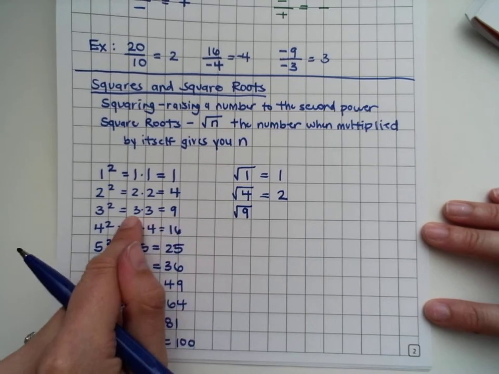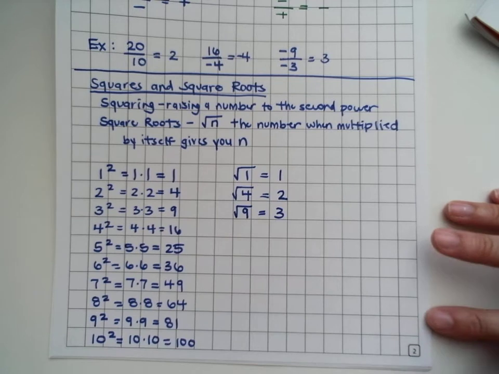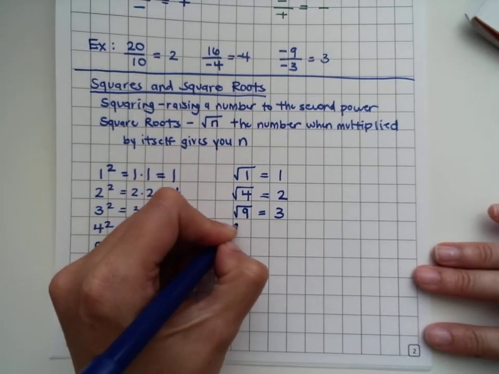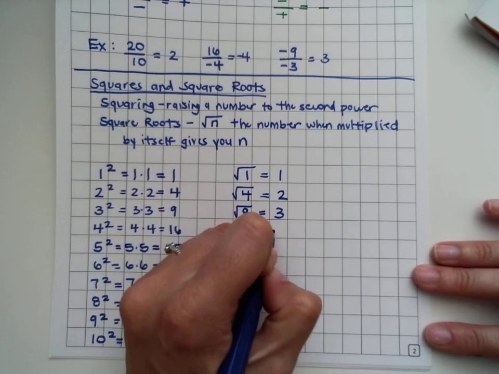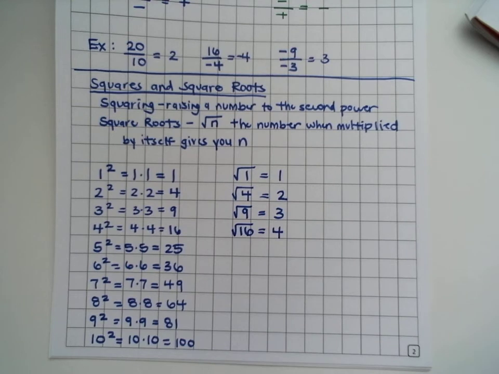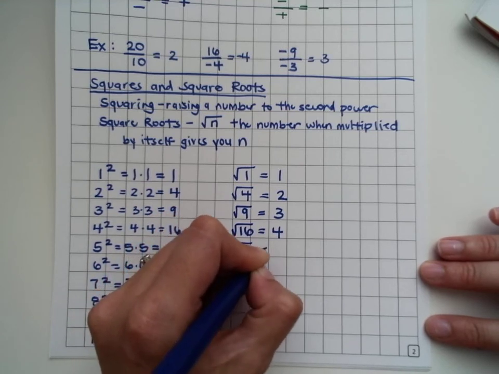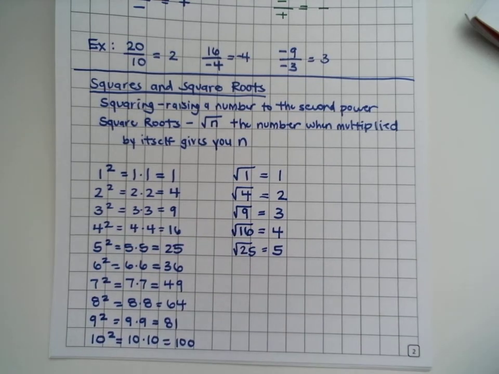The square root of 9 we can do because that's a perfect square, because 3 times 3 gives us 9. So the square root of 9, what number times itself gives us 9? That's 3, because 3 times 3 is 9. The square root of 16, what number times itself gives us 16? Oh, that's 4, because 4 squared, or 4 times 4, is 16. The square root of 25, what number times itself gives us 25? That's 5, because 5 times 5 is 25.